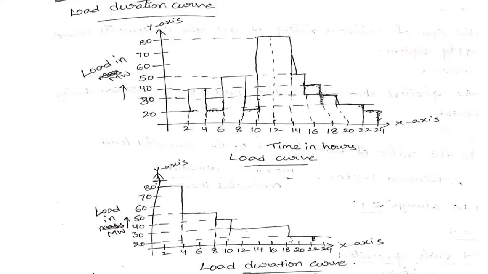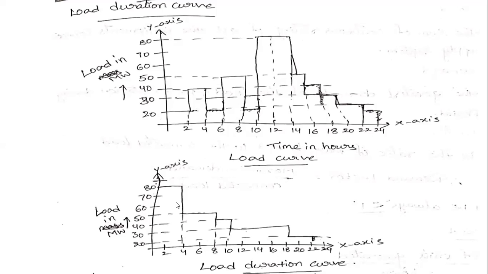Next coming to 20 megawatts. For how many hours is the 20 megawatts present? That is 20 to 22 and also 0 to 2, a total of 4 hours. This is the load curve, and from this load curve we obtain the load duration curve. This is the load duration curve.